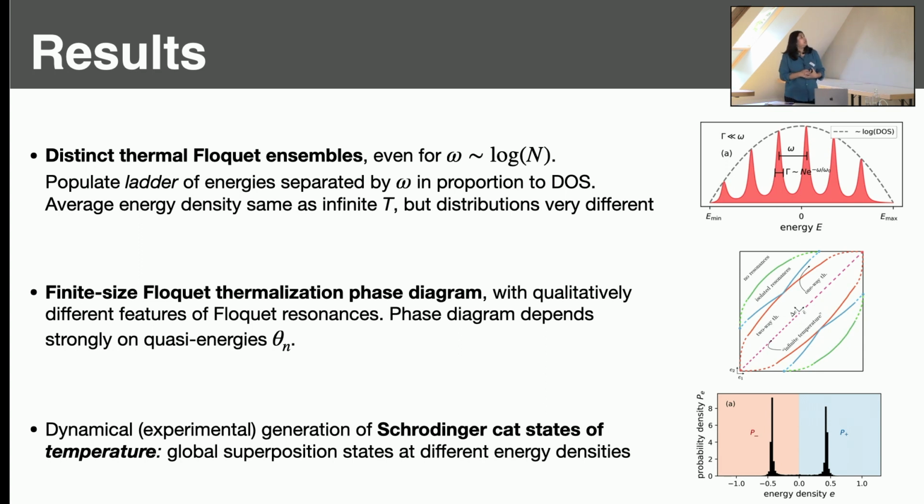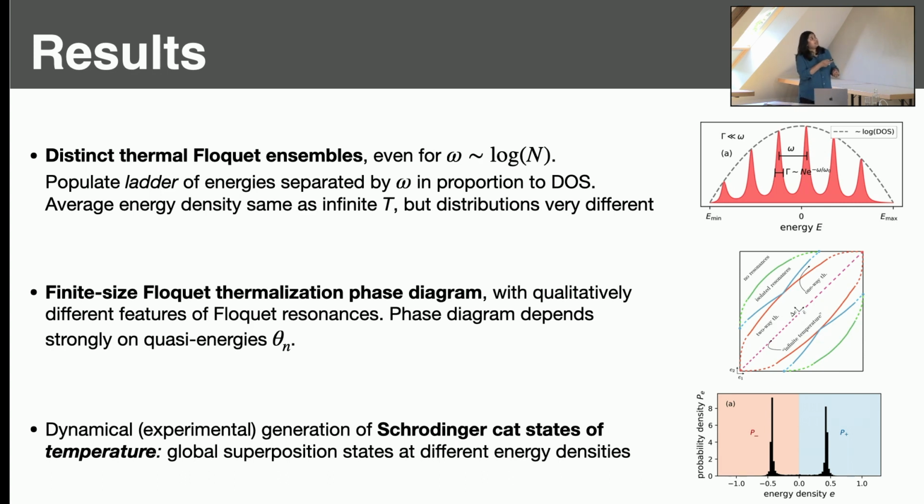So what we'll find is that there are distinct, even for this weak scaling of omega with system size, we'll find distinct Floquet ensembles, and these could correspond to an average energy density that may still be consistent with infinite temperature. In fact, when omega scales this weakly, they do, but the distributions of energy look very, very different, okay? So infinite temperature, featureless infinite temperature, just means that every state is occupied with equal probability.